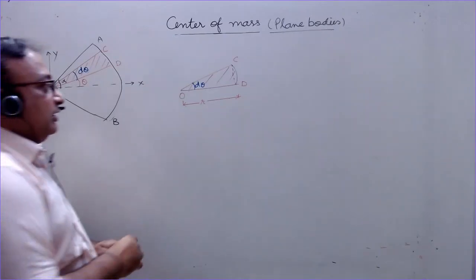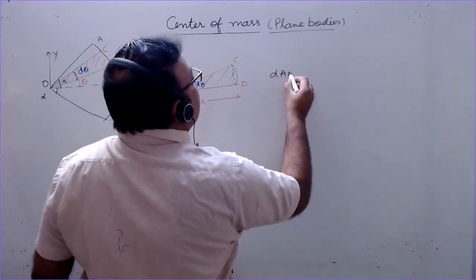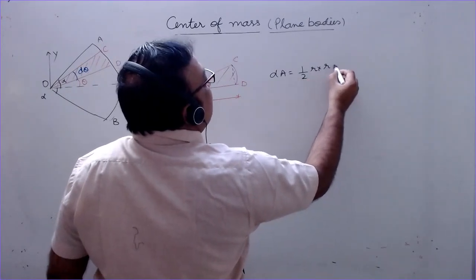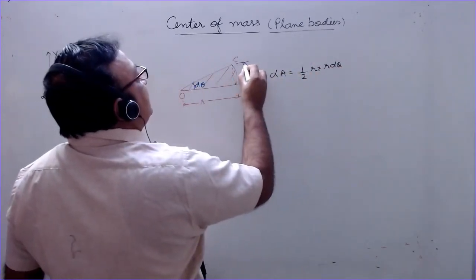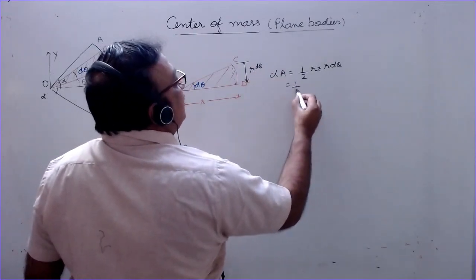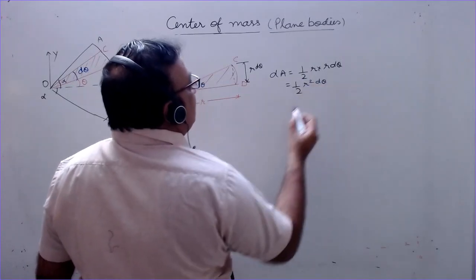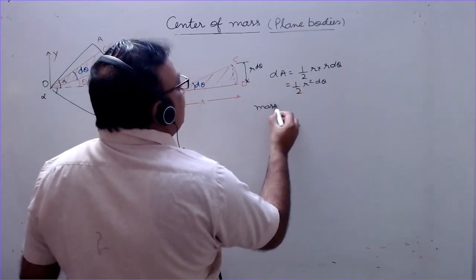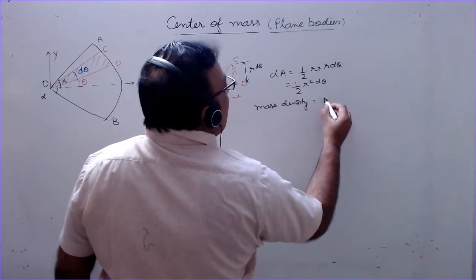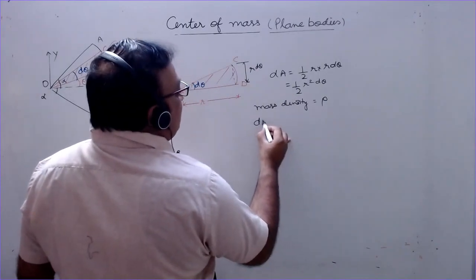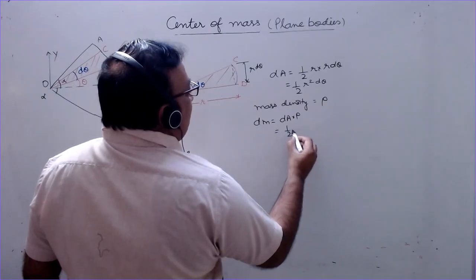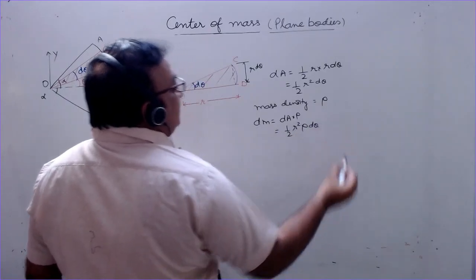So I can write that dA, its area, is half into base into height. What is height? This is approximately r d theta. So half of r square d theta. Mass density is constant. Let this be equal to rho, mass per unit area. So what is the mass of this small element? dA into rho, half r square rho d theta.